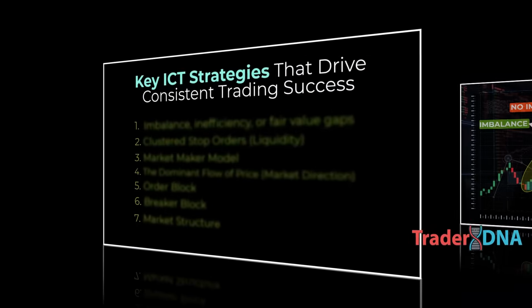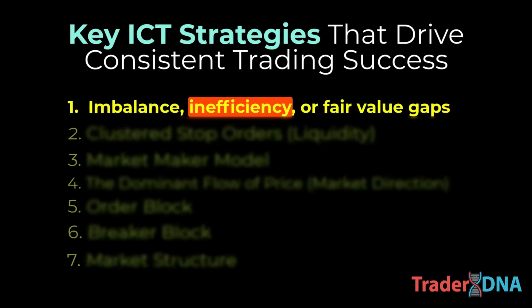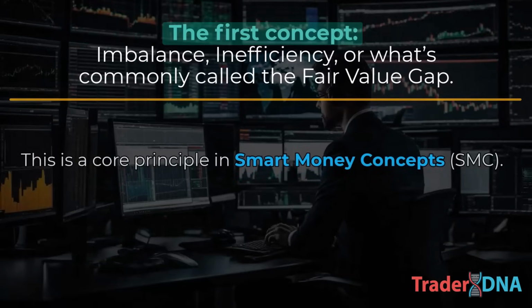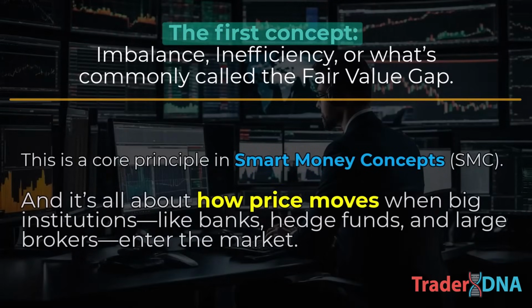All right, let's start with the first concept: imbalance, inefficiency, or what's commonly called the fair value gap. This is a core principle in smart money concepts, SMC, and it's all about how price moves when big institutions like banks, hedge funds, and large brokers enter the market. These players are what we call smart money, and they trade with massive order sizes. When they execute their trades, it often causes aggressive price movements that leave clear footprints on the chart.